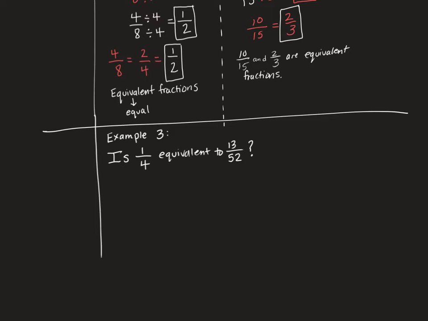Well, 1/4 seems like it's already simplified. It's already in its simplest form. So now we're trying to see if 1/4 equals, with the question mark, 13/52. So now what you have to investigate is, can I reduce 13 and 52? Is there a number that's divisible by 13 that's also divisible by 52?